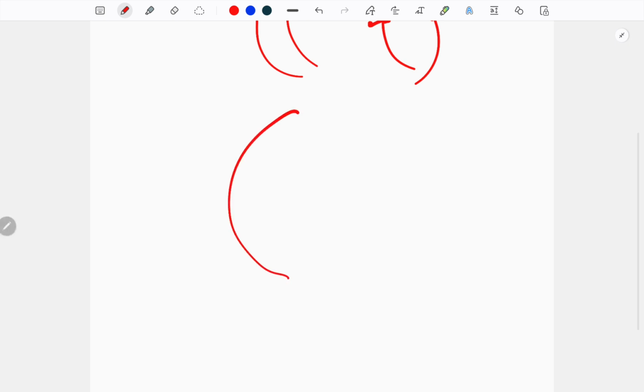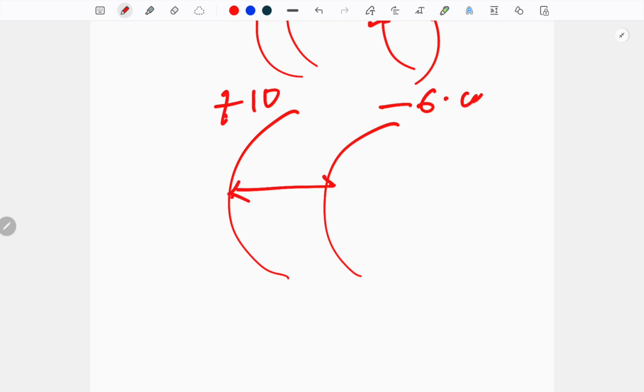This is the surface, only one surface, and this is another surface. It has a power of, let's take the example of plus 10 diopter, and the other has a power of, let's say, minus 6 diopter. If the thickness doesn't matter, then we simply add the power, which is plus 10 minus 6, approximately plus 4. This is how a spectacle lens works.